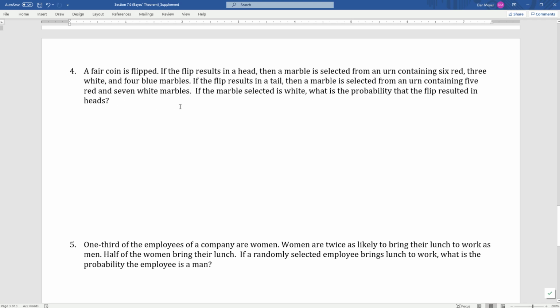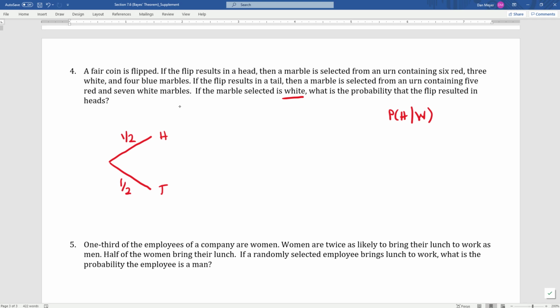So this is a conditional probability. The condition is we end up pulling a white marble. So that's our condition. And they're asking the probability that the flip was a head. So what's the probability of a heads given we pulled a white marble? And we can set up a tree diagram for this. In the first stage of this event, we're flipping a fair coin, so we know the probabilities for heads and tails. Since this is a fair coin, they each have probability 1/2.